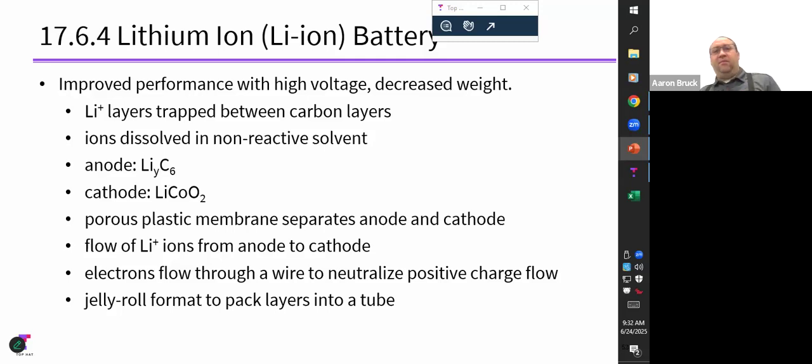And so what you have is lithium layers trapped between carbon layers. Carbon graphite is acting as the anode here. So we've got some form of lithium carbide at the anode and a lithium cobalt oxide composite for the cathode. The salt bridge in this case is a plastic membrane that is porous, so it allows the flow of lithium ions from the cathode to the anode.